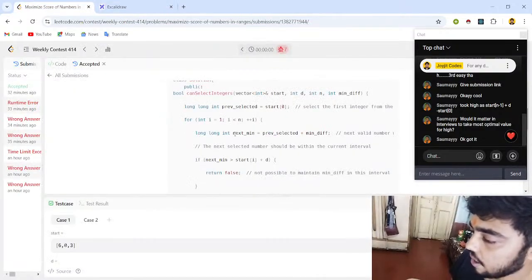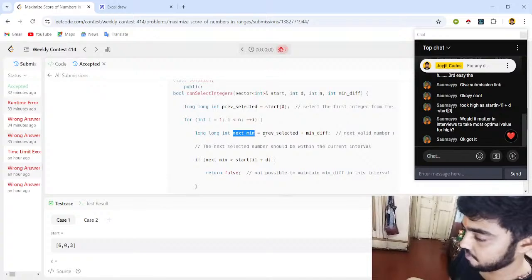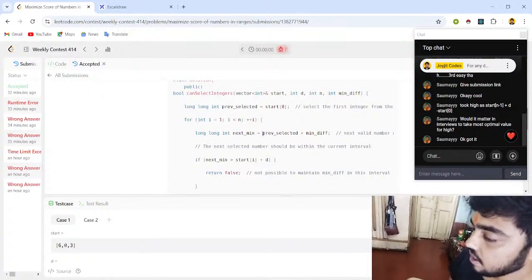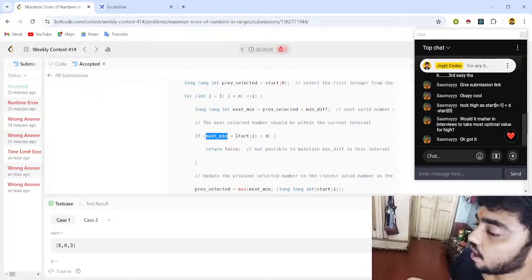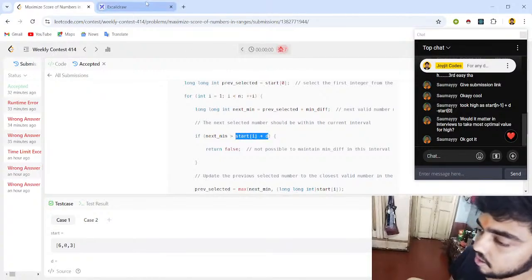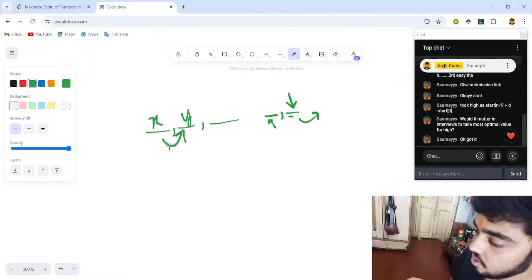So what I do is, I'm going to find what is the next minimum value that it can have. So basically we know that to keep the minimum difference, I'll just add that minimum difference to the previous selected element, and then I have to check whether the next minimum element is greater than start of i plus d or not, because this is the maximum range that is possible. Okay, so if it is greater, as I was telling you about this condition, lesser than or equal to, then it's a proper thing, but if it is greater, we can say that it's not a proper thing.